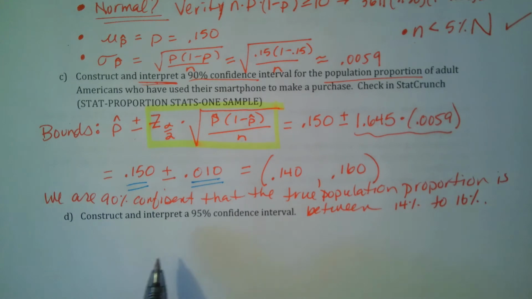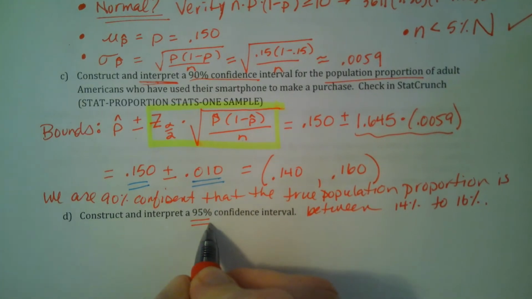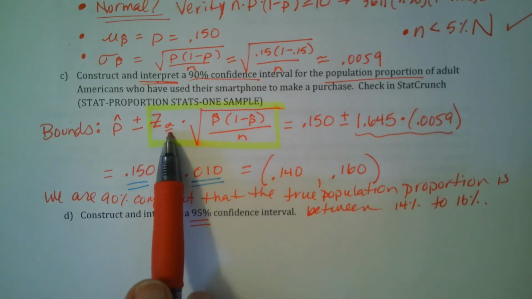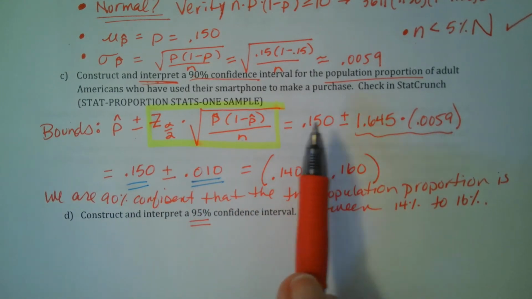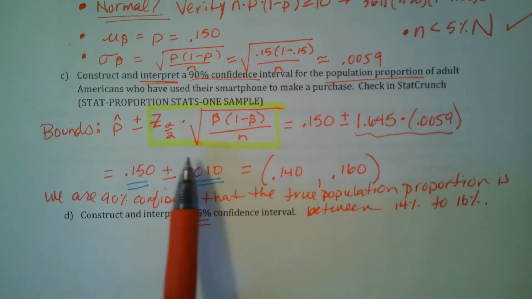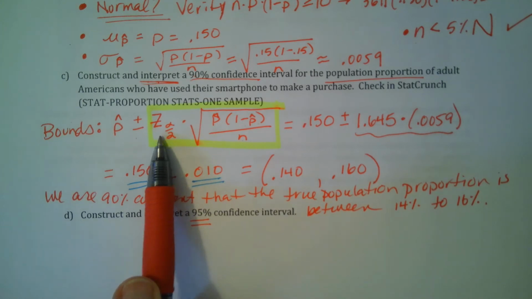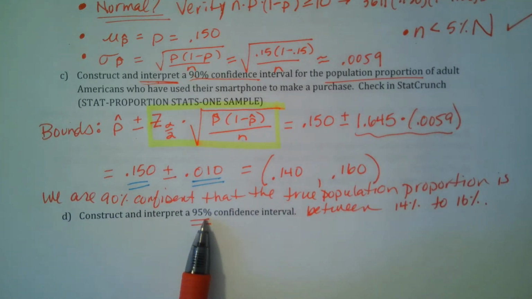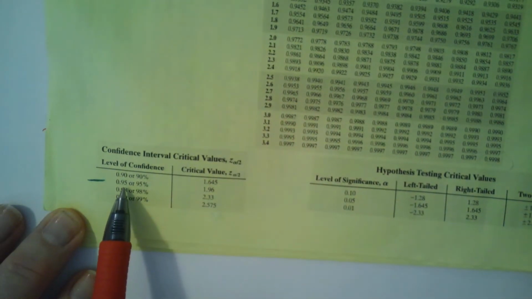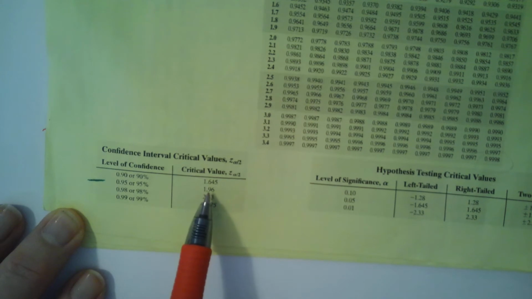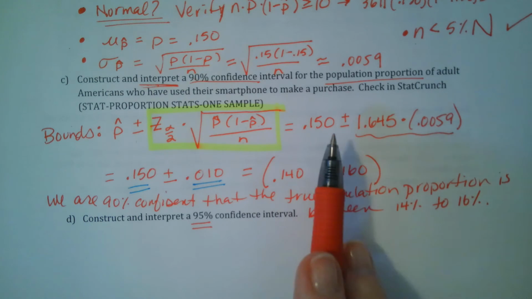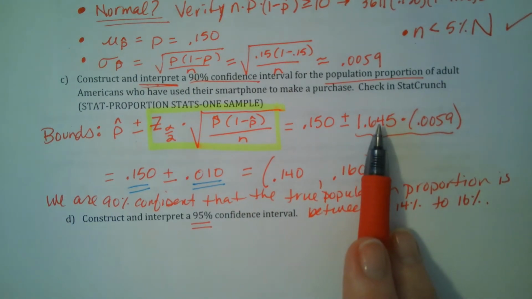So let's go ahead and do this one more time, but this time let's use a 95% confidence interval. The only thing that's going to change in this whole setup is our z. Our p-hat's not going to change and our standard deviation's not going to change. The only thing that's going to change is your critical value. This z is going to change to the z that is associated with 95%. According to my table 5, 95% has a critical z value of 1.96. So we're just going to redo this whole thing, and instead of this number, we're going to put 1.96.